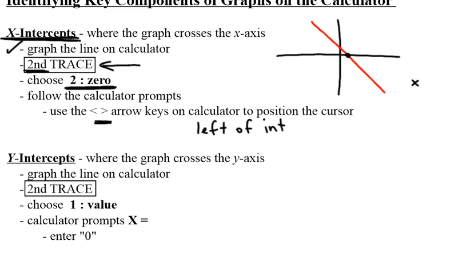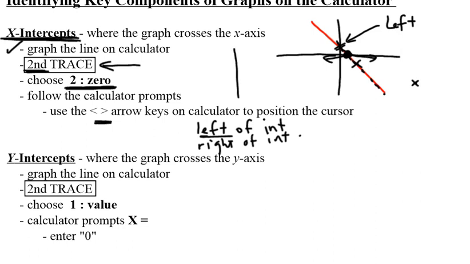Well, you have this little flashing cursor that moves along the line. When it says left of the intercept, if that's my intercept, I want to be on that side of it. So I would have to move my cursor above. That's left of the intercept. You would hit enter. Then it prompts you to be right of the intercept. So I then want to take that cursor and move it down here, because that would then be right of it. That's what they mean by left and right.